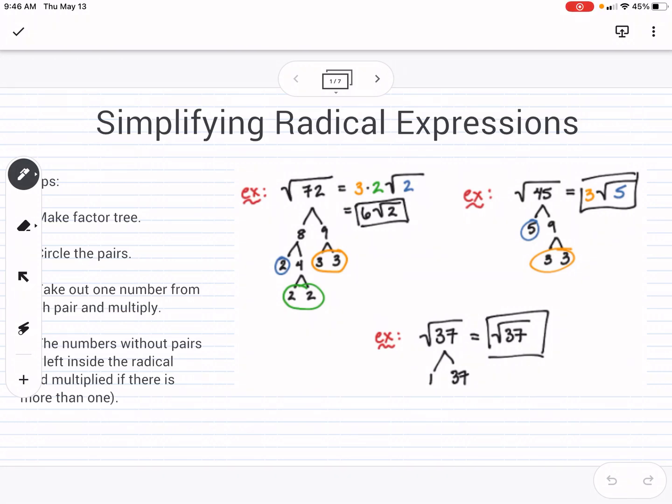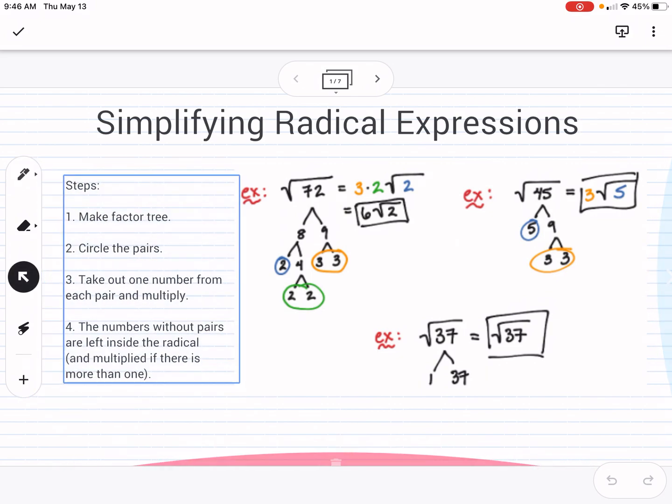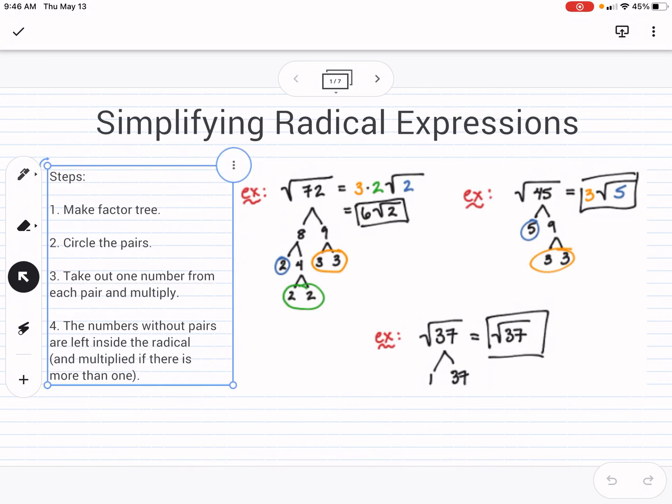In this video, we'll be reviewing and learning how to simplify radical expressions. So when you're simplifying radicals, like for example here, square root of 72, your first step is to make a factor tree. So you're figuring out numbers that you can multiply to get 72. And you're going to continue this tree by breaking down every number into its factors until you're left with only the prime factors, or numbers that can only be divided by 1 and itself.